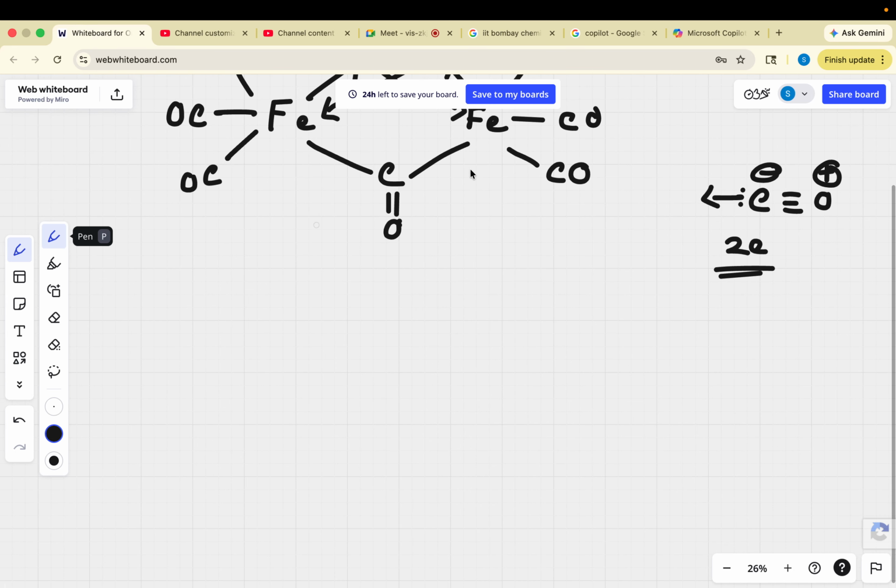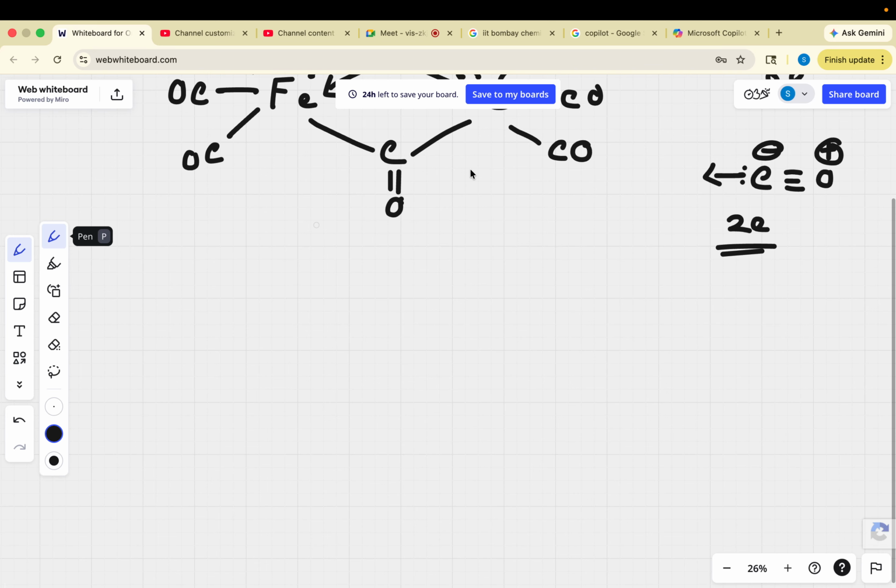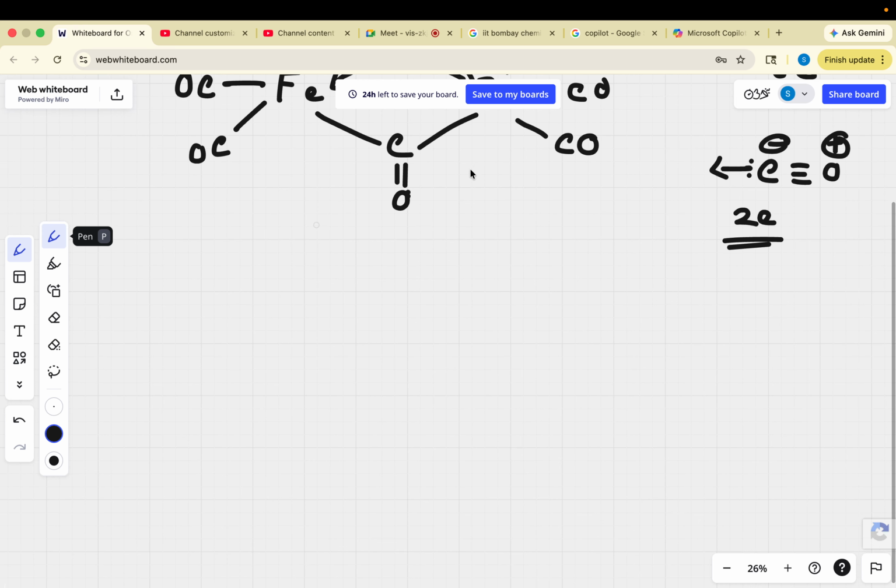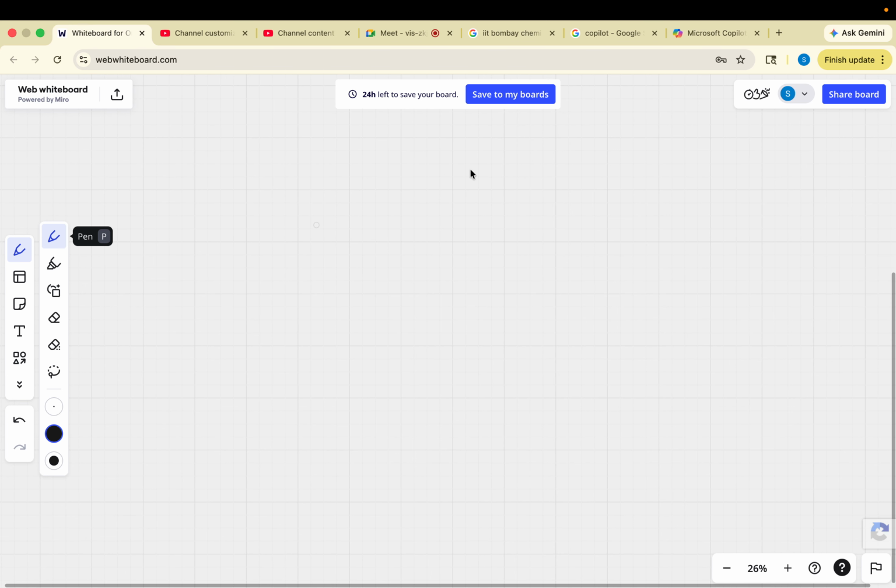Okay, up to what we have done? Cobalt, Co2(CO)12, sir. Cobalt, Co2(CO)12. Okay, now do for this question, try to solve.